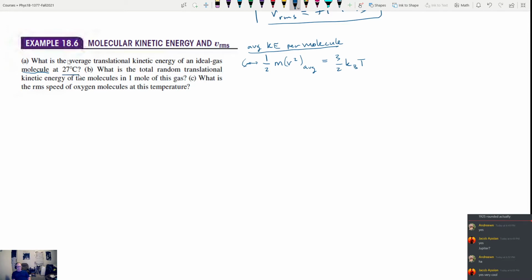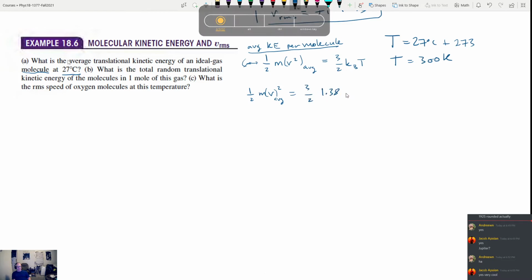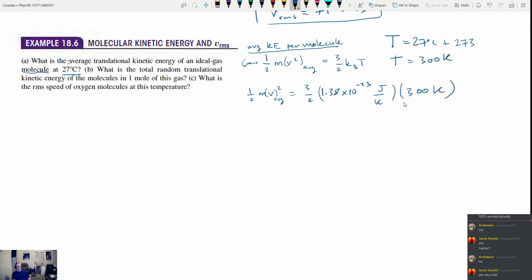It gives us a temperature. That's really all we need. The temperature T is 27 degrees Celsius, but we need to add 273 to get Kelvin. That's going to give us a temperature of 300 Kelvin, right? So we can find that the average kinetic energy per molecule is going to be 3/2 times the Boltzmann constant, which is 1.38 times 10 to the negative 23 joules per Kelvin. And we multiply that times the absolute temperature, which is 300 Kelvin.